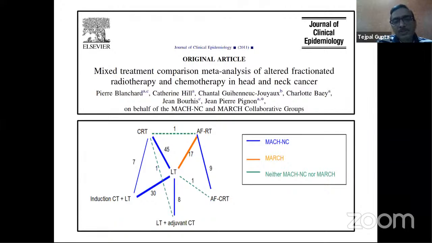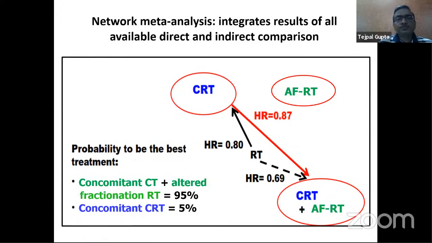And this is a mixed treatment comparison or network meta-analysis of altered fractionation radiotherapy and chemotherapy in head and neck cancer. This was published in the JCE around 7-8 years ago. As I said, the network meta-analysis integrates results of all available direct and indirect comparisons. And what the network meta-analysis showed was that if you combine concurrent chemotherapy with altered fractionation radiotherapy, that has the potential to be the best treatment in terms of overall survival.